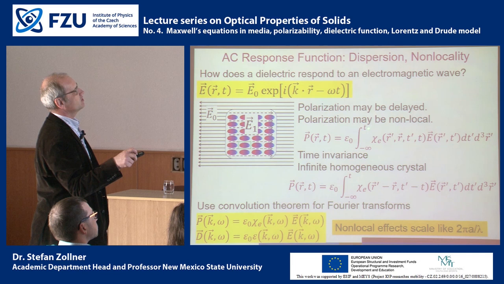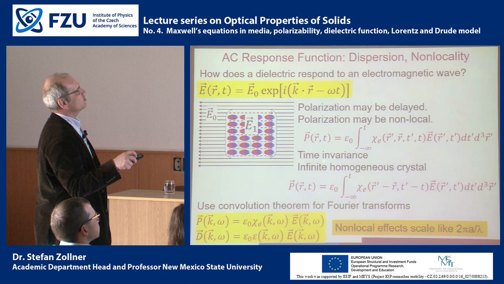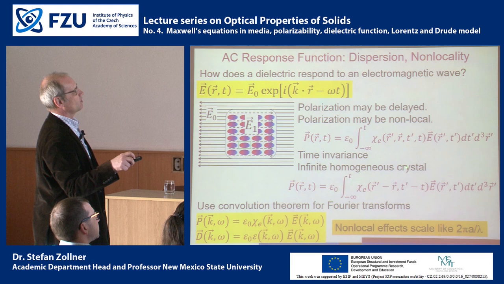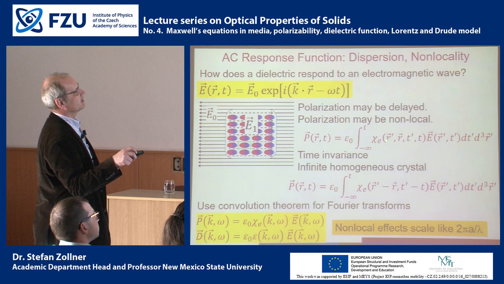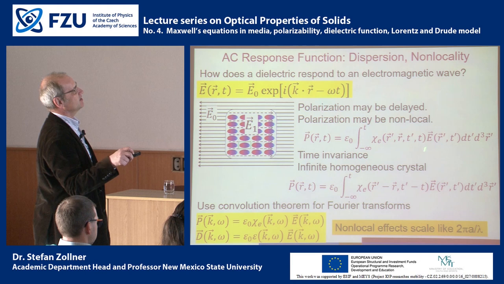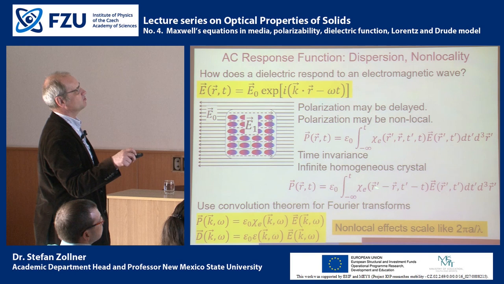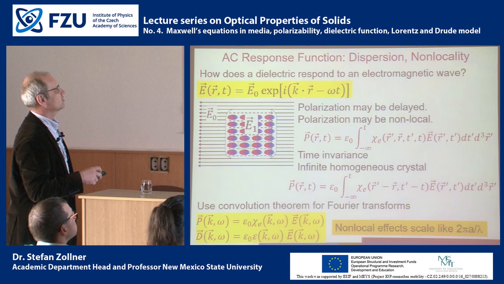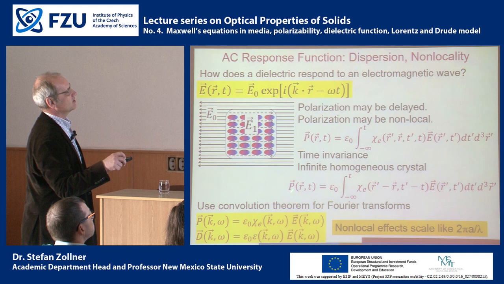And then if time is homogeneous, we can shift the time t by redefining a different variable. And we can also assume that we have an infinite homogeneous crystal. And therefore, instead of depending explicitly on r prime and r, as well as on t prime and t, this response function only depends on the difference between r prime and r and the time that has elapsed since the field was applied. And now you know why I mentioned the convolution theorem for Fourier transforms. This polarization is something that we can actually measure.